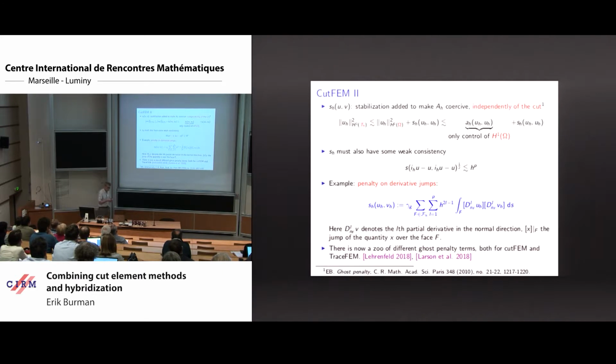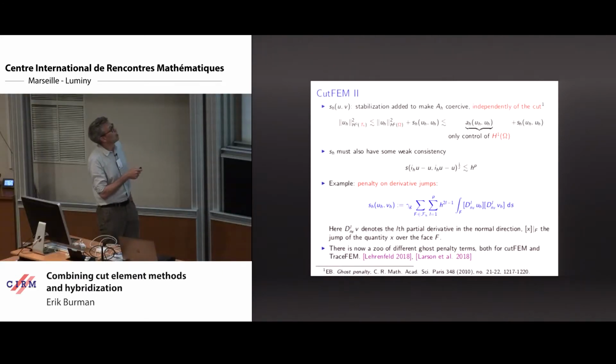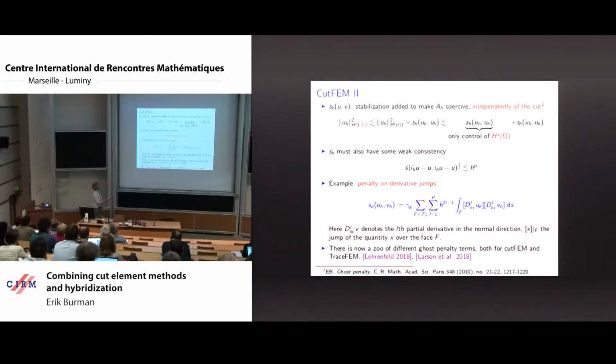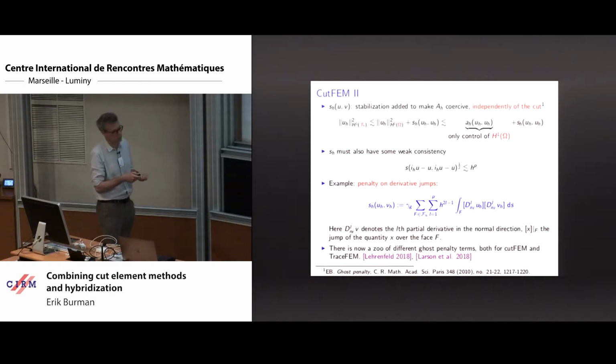The S is there to improve the stability so that we control the H1 norm over the whole mesh domain. And then this is controlled by this, because here we can take the trace inequalities that we need for Nitsche's method over the whole elements, and that is included in the left-hand side. So this is the role of S. And it also must have some weak consistency, so it vanishes as quickly as you like, to get optimal convergence order. And these are the two design criteria. So if you can cook up an S that satisfies this, then you will be fine.